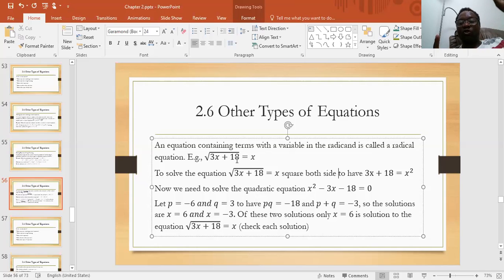Remember that the solution is supposed to be minus 3, not 3. So the square root gives 3, not minus 3. That means minus 3 is not a good solution for this equation.